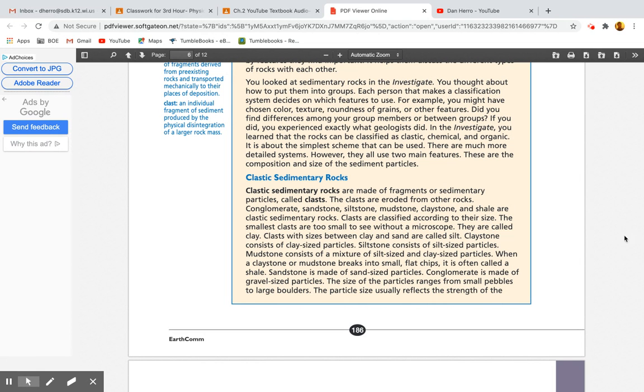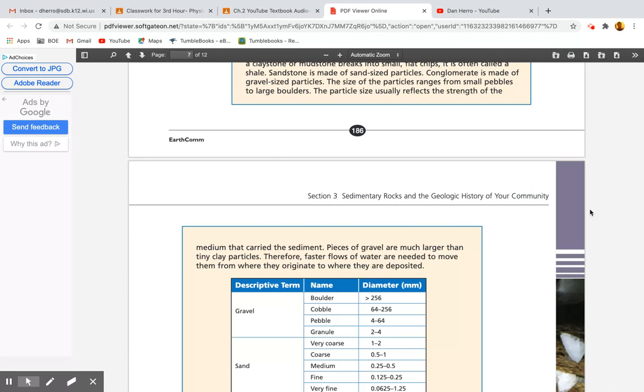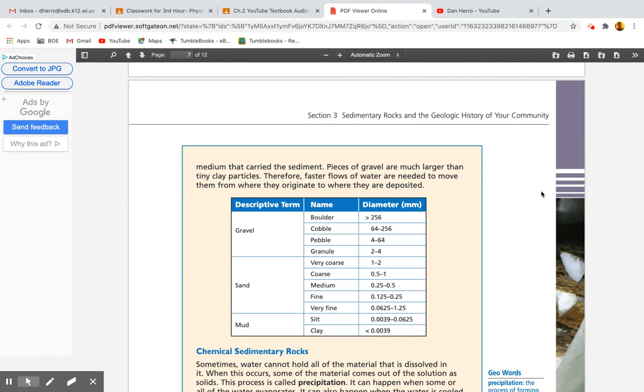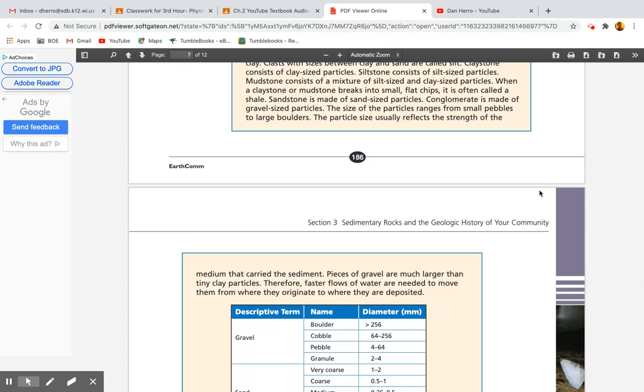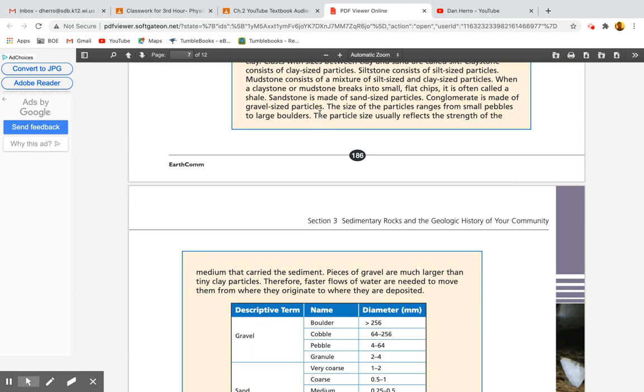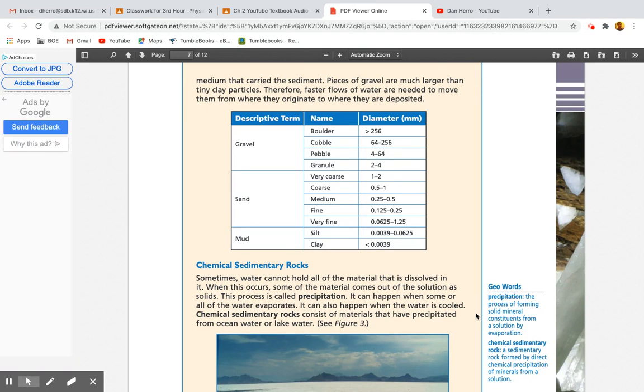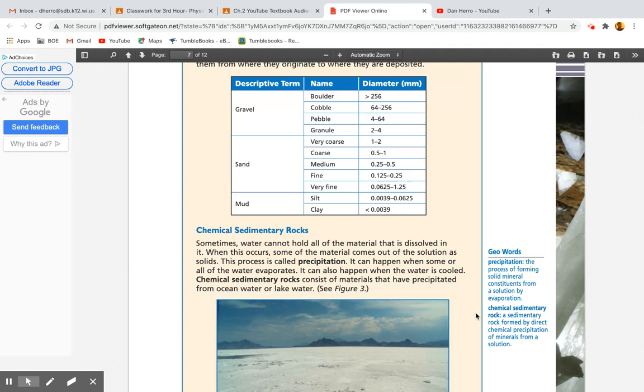The particle size usually reflects the strength of the medium that carried the sediment. I don't know why my side scroll bar isn't coming up, but I'll figure that out later. Pieces of gravel are much larger than tiny clay particles. Therefore, faster flows of water are needed to move them from where they originate to where they are deposited.